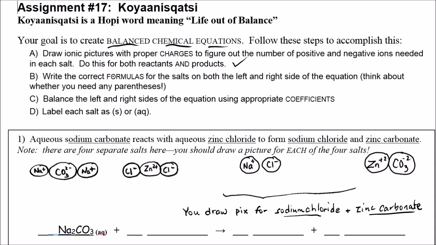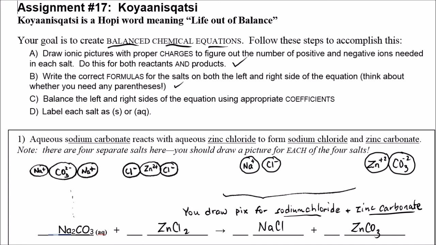Now, step 2 or step B is to write the correct formulas for the salts. First one has been done for you. That is, in fact, Na2CO3, 2 sodiums, 1 carbonate. The second one, I see 1 zinc. I see 2 chlorines or 2 chlorides, ZnCl2. This one I see NaCl. Notice I'm leaving some room in the front and some room in the back for other symbols. And this last one, zinc carbonate, ZnCO3. No charges are shown in the formulas. No charges are shown in the balanced equation.